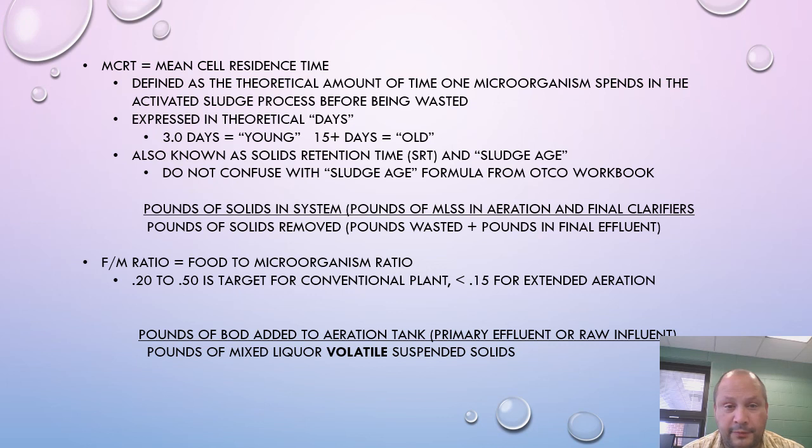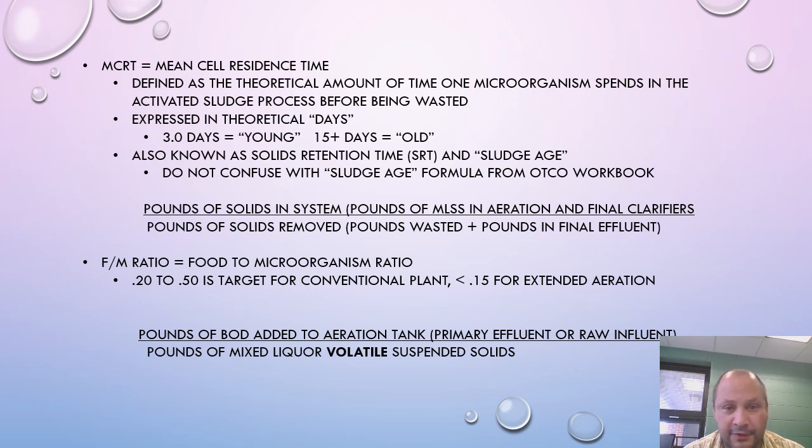The other formula and other calculation that we're going to focus on is the food to microorganism ratio, or F/M ratio, and that is derived by calculating the pounds of biochemical oxygen demand, or BOD. That would be your food. So think of it as pounds of food divided by the pounds of microorganisms, and we get pounds of the microorganisms by calculating the mixed liquor volatile suspended solids. So pounds of mixed liquor volatile suspended solids represents the pounds of microorganisms.